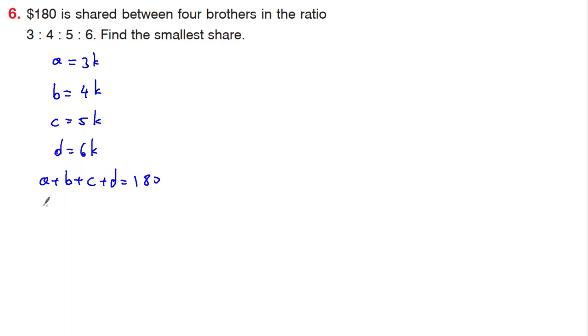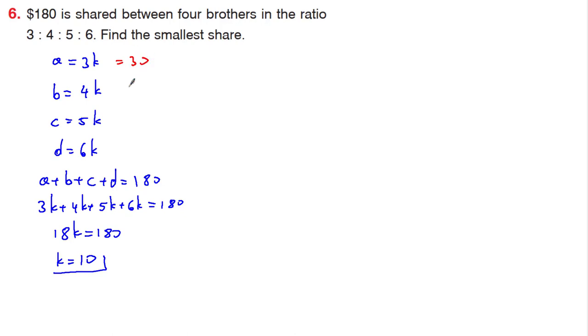That is 180. So 3K plus 4K plus 5K plus 6K is 180. So 18K is 180. So K is 10. Now that I figured out that K is 10, the first brother will get $30, the second brother will get $40, the third brother will get $50, and the fourth brother will get $60.